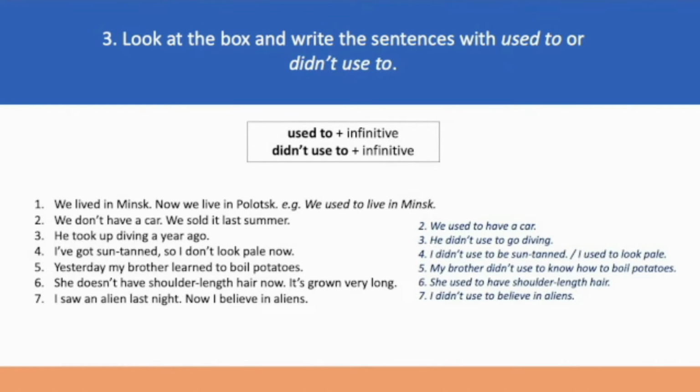Let's check the others. The second one, we don't have a car, we sold it last summer. We used to have a car. He took up driving a year ago. He didn't used to go diving. I've got suntanned, so I don't look pale now. I didn't used to be suntanned. Or, I used to look pale. Yesterday, my brother learned to boil potatoes. My brother didn't used to know how to boil potatoes.